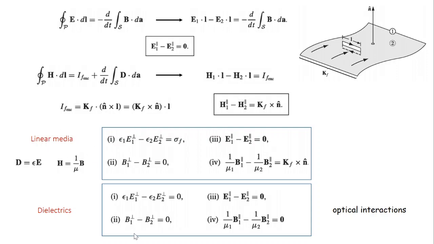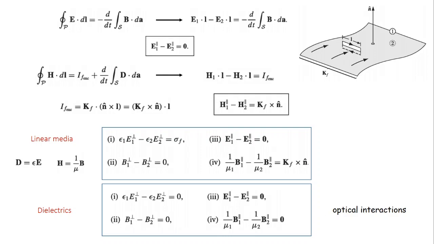So let's consider a special case. Imagine a situation where you have 0 charge density and 0 current density. So this is true for the case of insulators or dielectrics. So these equations get modified as epsilon 1 E1 perpendicular minus epsilon 2 E2 perpendicular equal to 0. Second and third equation remain unchanged, and the fourth equation becomes 1 over mu1 B1 parallel minus 1 over mu2 B2 parallel equal to 0. Now these four equations are very important in describing optical interaction.